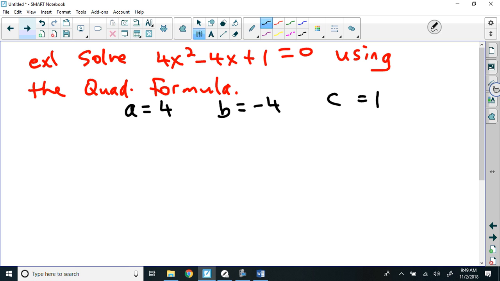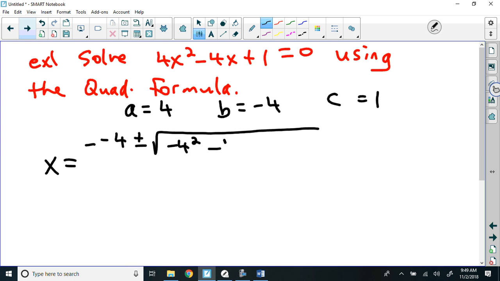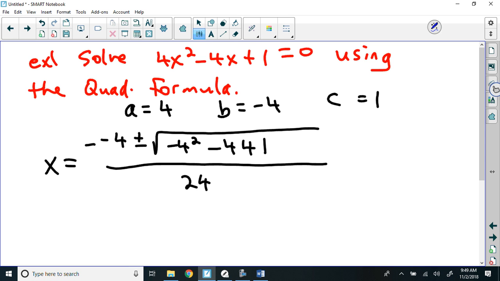So according to this formula, x is going to equal the opposite of b, so that's minus 4, plus or minus the square root of b squared. So -4 squared minus 4 times a times c, and that's all over 2a. So I purposely left out some parentheses. Probably most notably right here, this -4, the quantity squared.